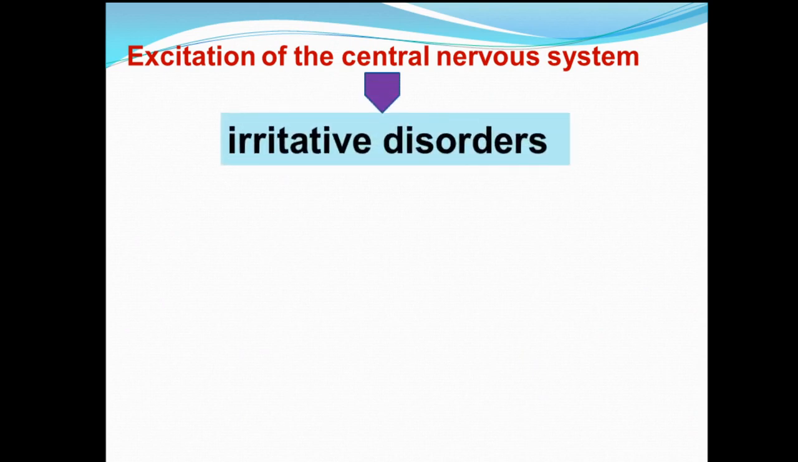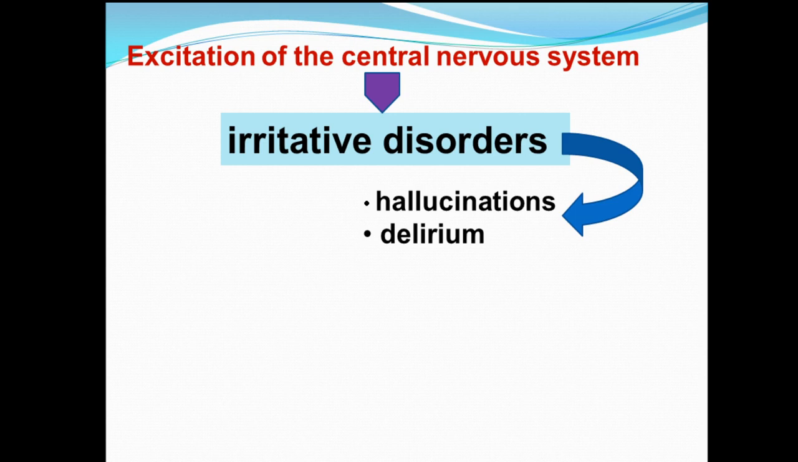Excitation of the central nervous system is manifested with some irritative disorders, such as hallucination or delirium. When the patient is inadequately excited, his behavior does not correspond to the definite situation. We are talking about delirium when the patient sees subjects which are absent in the surroundings. More often, these disorders are characteristic for patients with alcoholism, and may be due to some psychic disorders or progressive pathology of vital organs.